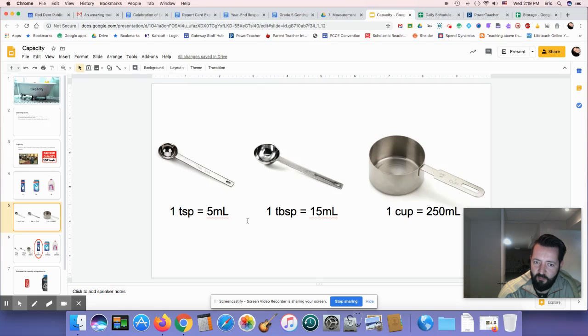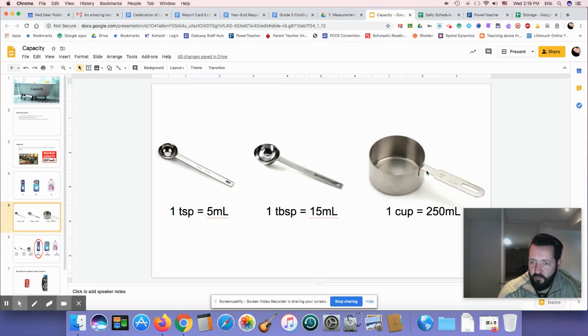There's, of course, a bigger spoon that we could use to measure. Bigger than a teaspoon would be a tablespoon. And 1 tablespoon is actually equal to 15 milliliters. So you can probably do a little bit of mental math in your brain and figure out that a tablespoon is 3 times as big as a teaspoon, okay?